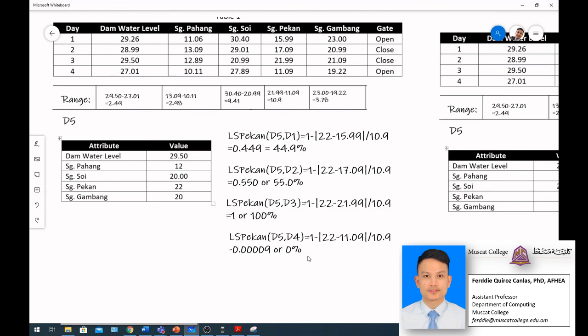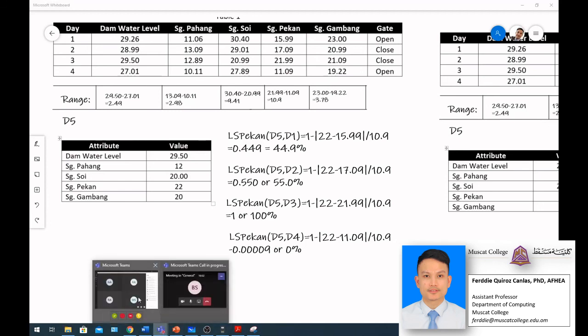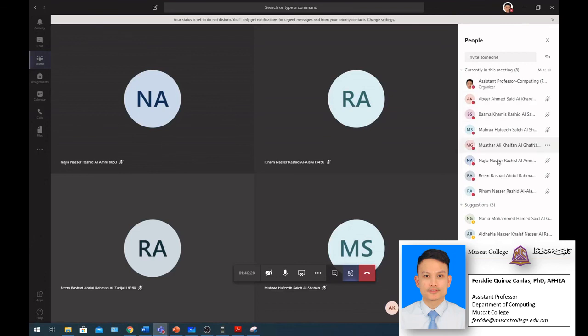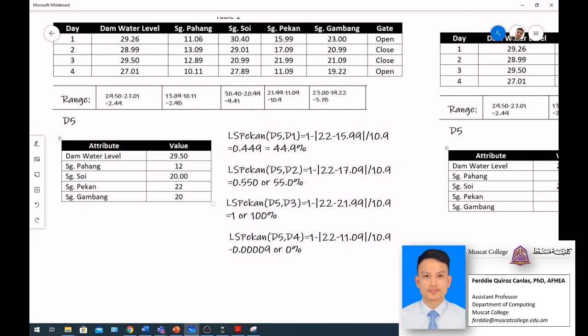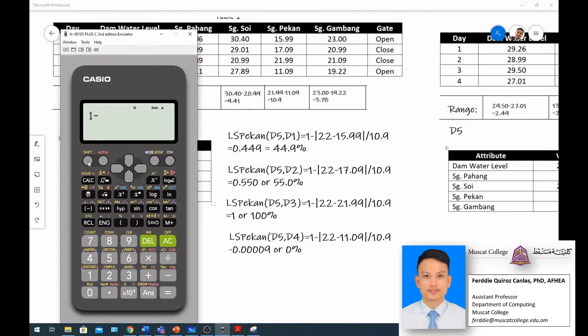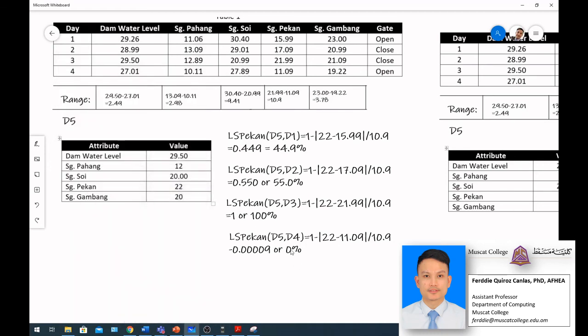Ibrahim, could you please verify if we had the correct calculation for LS Pecan D5, D4? So Ibrahim is no longer here. How about Abir? Can you please verify if this is correct? I'm not sure about this. 1 minus the absolute value of 22 minus 11.09 divided by 10.9, close parenthesis, equals 9.17 to the minus 4. So we have 4 zeros, 1, 2, 3, 4, then 9, right? So it's almost negative 0. So please verify if we have the right answer.